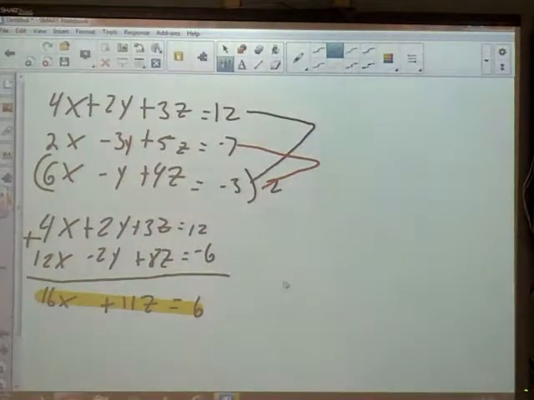Okay, so looking at those last two, this one has a 3y. What do I need to multiply the bottom one by this time? 3. Very good. So this time we're going to multiply that whole bottom one by 3. I'm going to write the middle one because it's already got a 3: 2x minus 3y plus 5z equals negative 7. Now we're distributing a 3 to everything in the bottom.